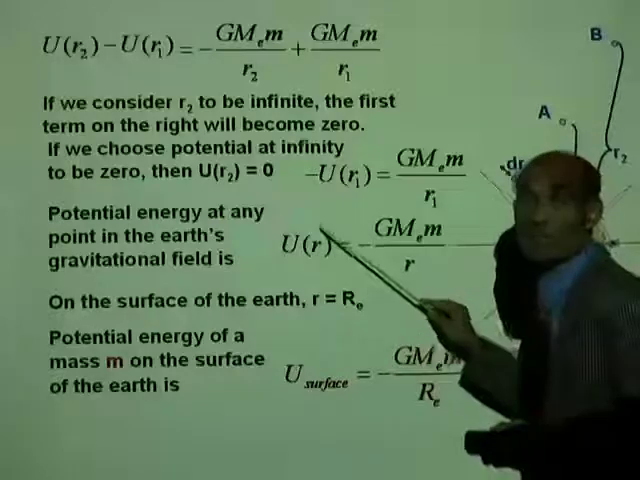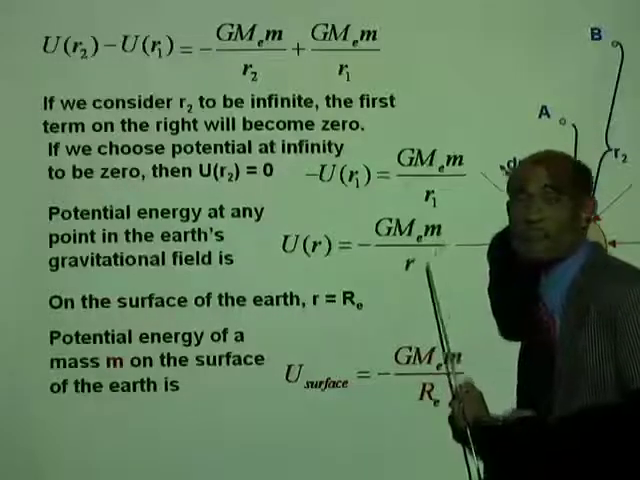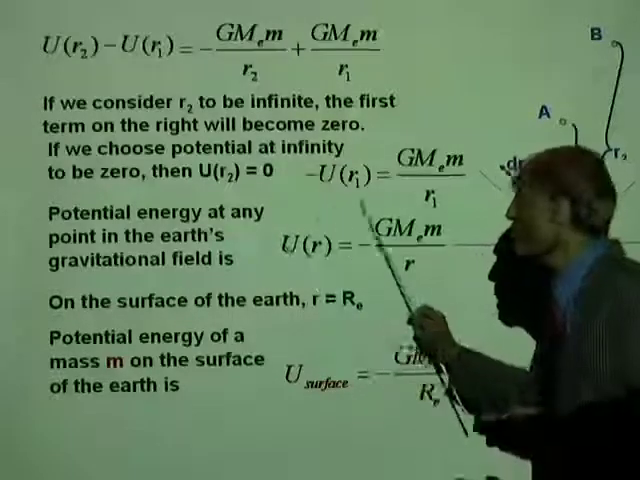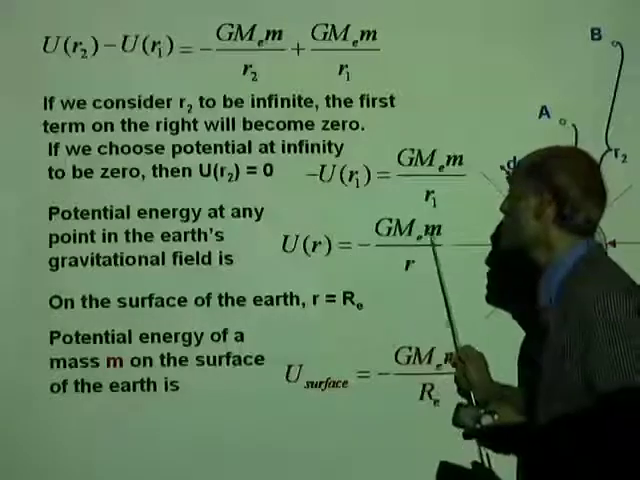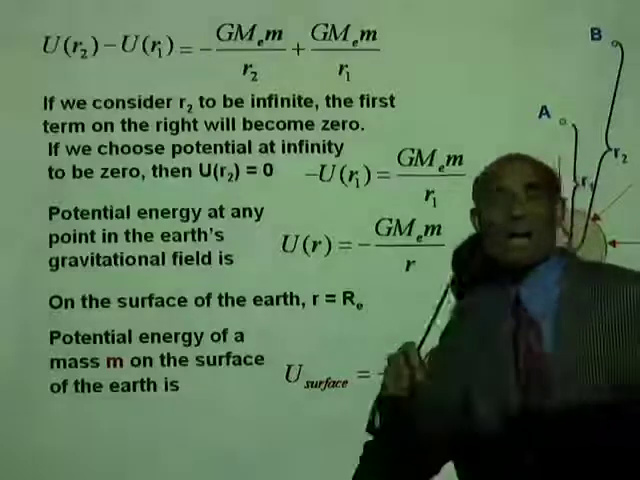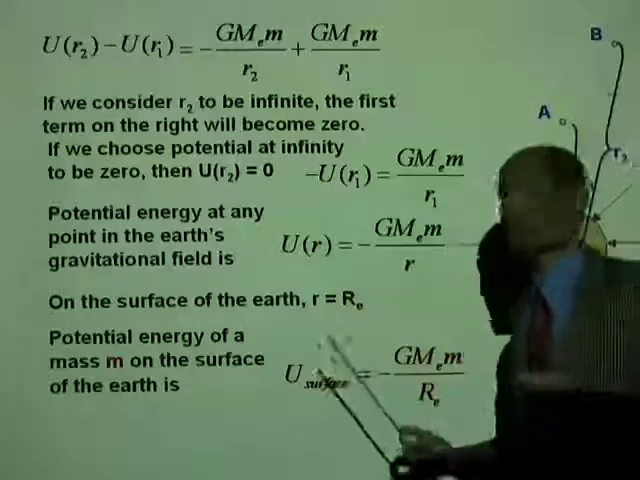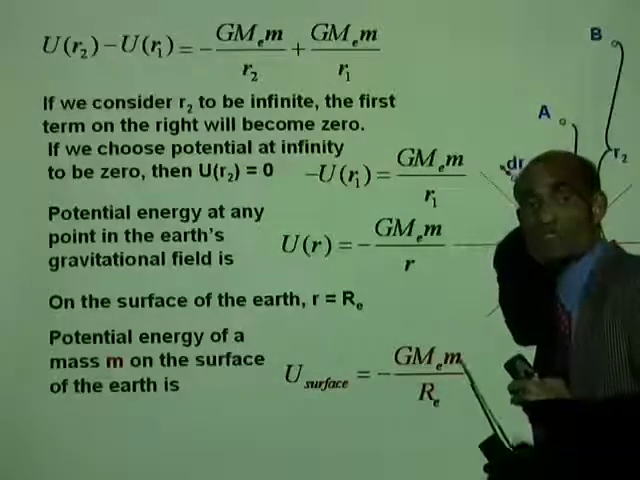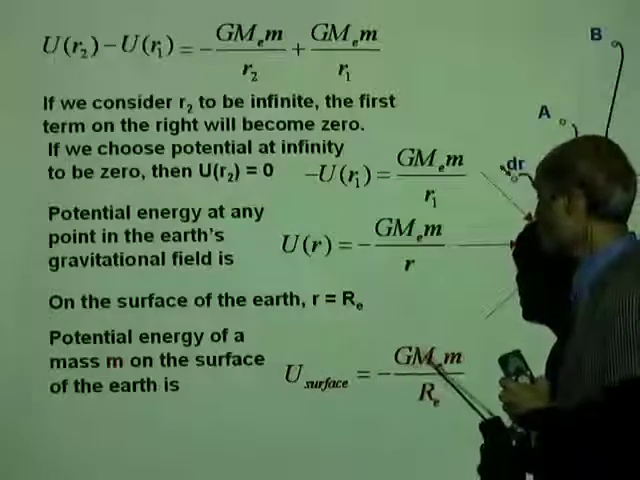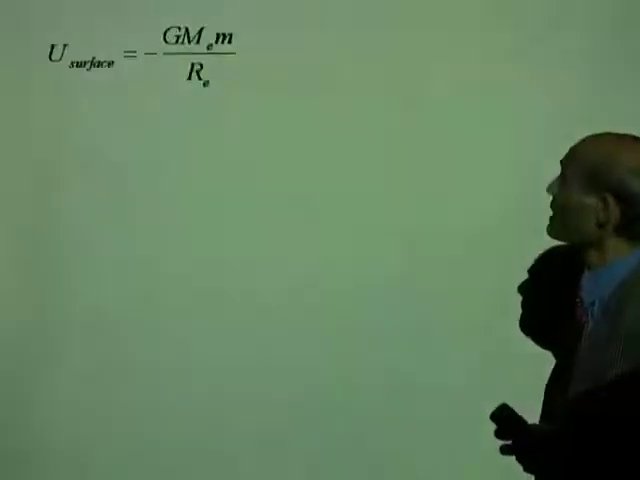So, look at this again. The potential energy of an object of mass m at a distance r from the center of the Earth is U(r) = -GM_E m / r, where this r can be replaced by R_E + h, the radius of the Earth plus the altitude. And the potential energy on the surface of the Earth is U_surface = -GM_E m / R_E. Again, very important concept.